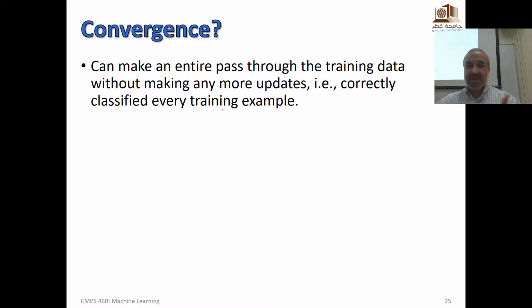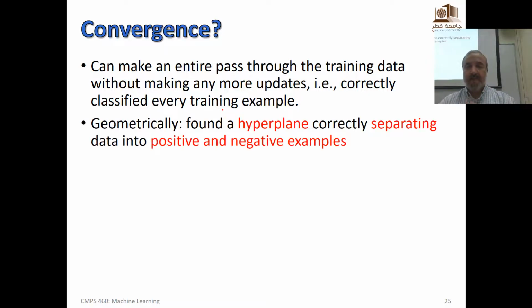So it correctly labeled all the training examples. If it does that, then it will never change, right? It will not make any mistakes, so it will never change. That's the definition of convergence here.